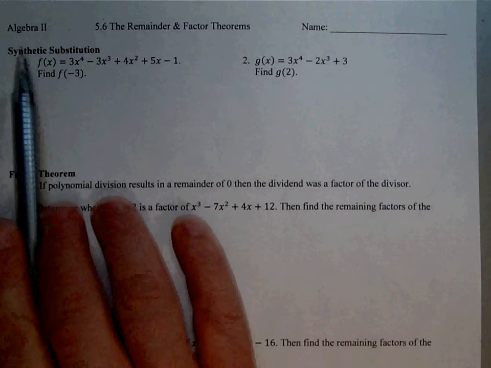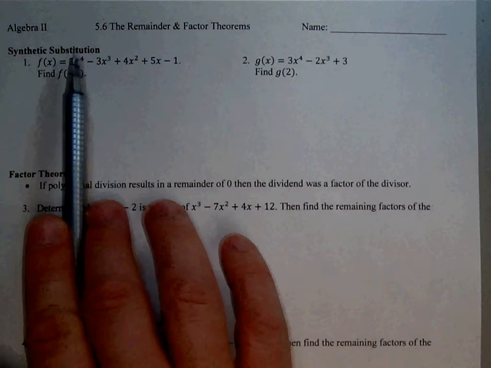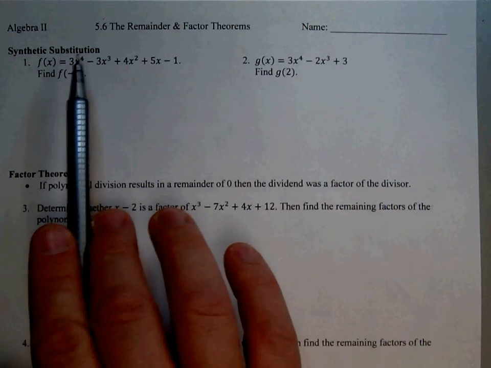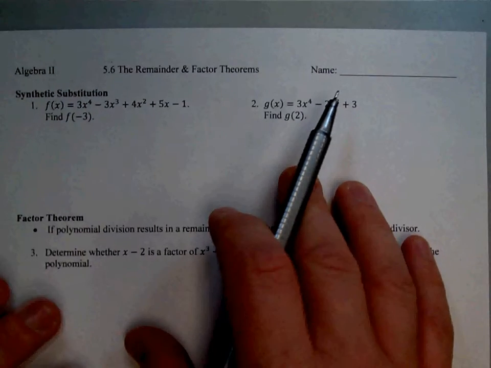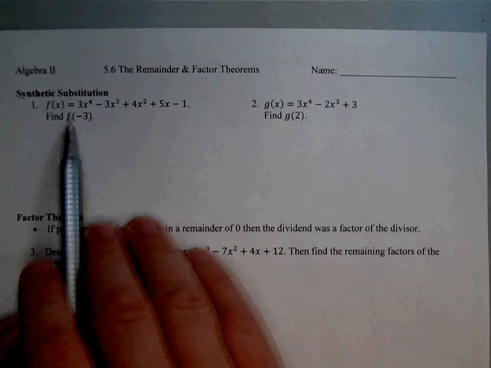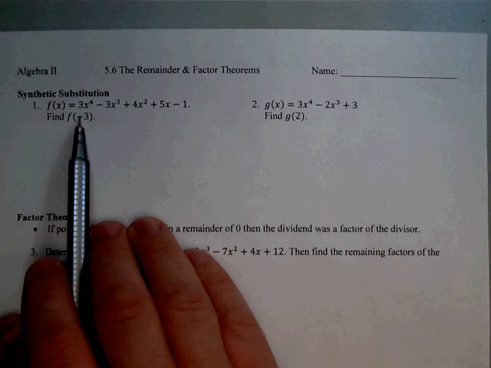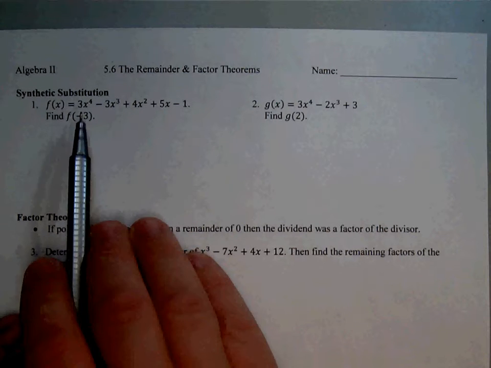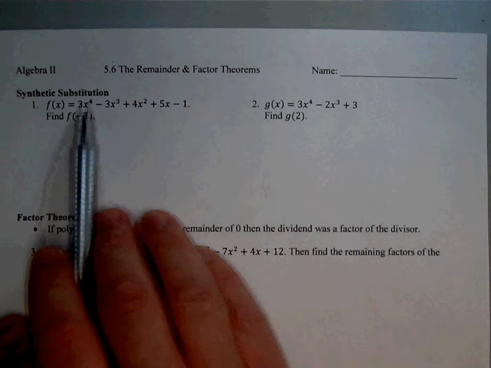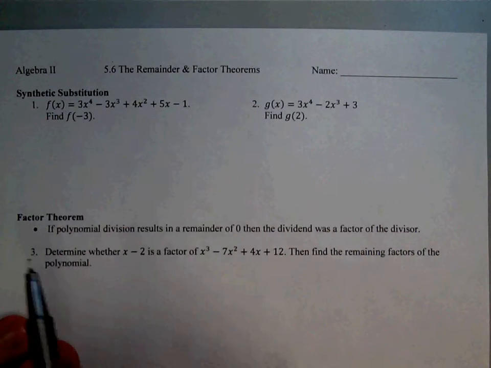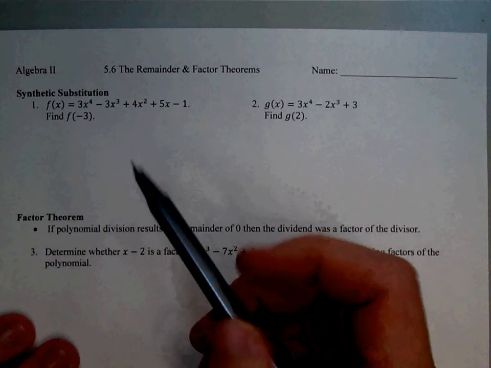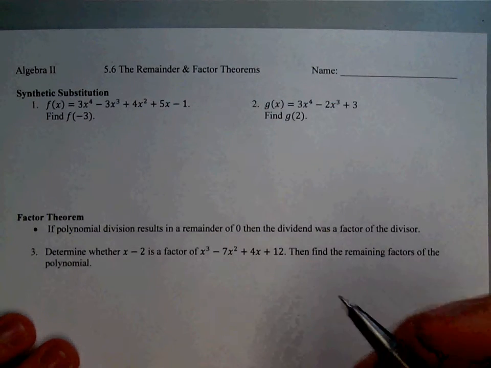So you'll see this first section is called synthetic substitution. It doesn't give you any instructions, so I'll provide that here. It's just like when we did synthetic division. So what we're going to try to do is find f of negative 3. Previously, we've done what we call direct substitution. You plugged it in. You do 3 times negative 3 to the fourth minus 3 times negative 3 to the third, etc. You can do that. It's called direct substitution. But synthetic substitution is actually simpler.